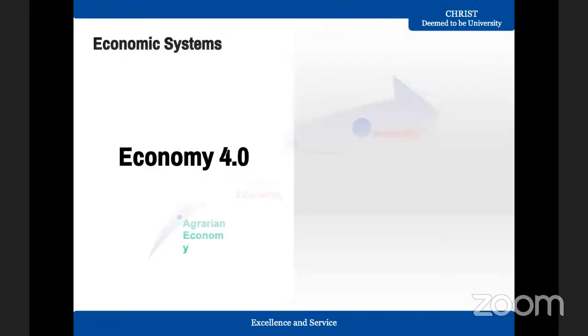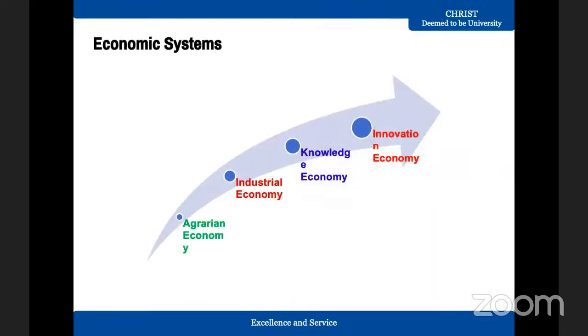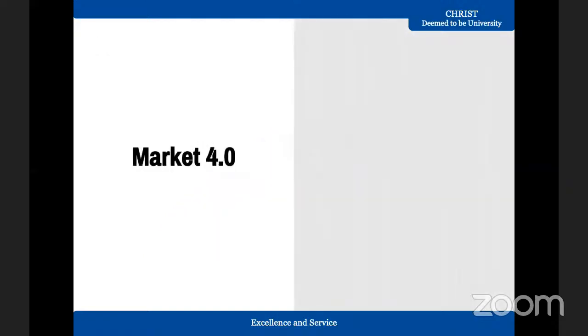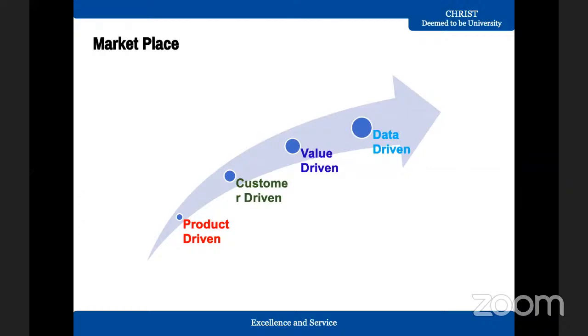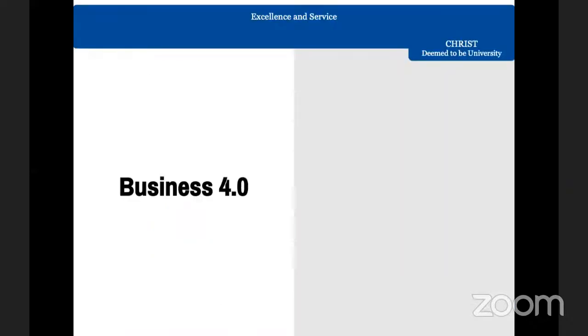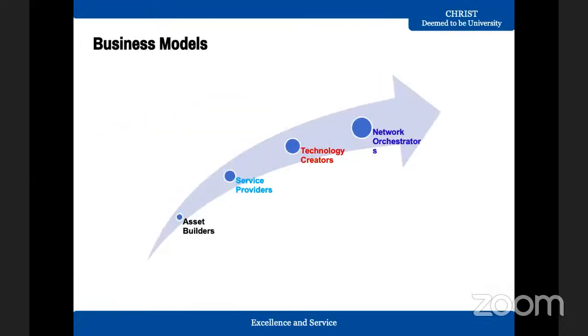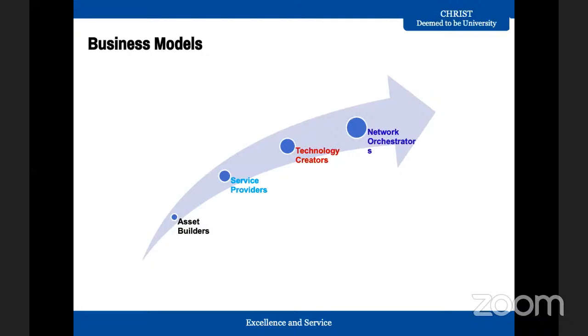That's very interesting. Then the economic system, Economy 4.0: the agrarian economy, then industrial economy, knowledge economy. Then as of now, we are with the innovation economy. When you talk about Market 4.0, initially it was product driven, then customer driven, then value driven. Everybody knows nowadays the entire market is data driven. When you talk about business, very long ago we were asset builders, and then we improved to service providers. Then we turned into technology creators. Now we are network architects.